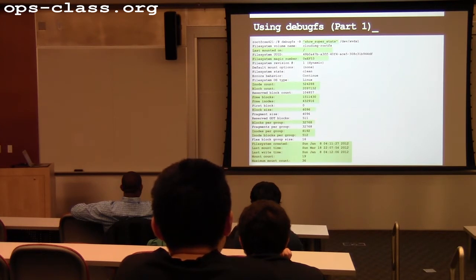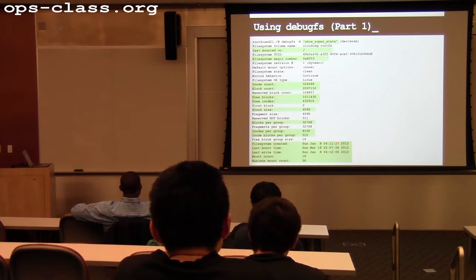Gives me my block size, blocks per group, right? So we looked at those groups before. This tells me how many blocks are in each group, and if I can do this math in my head, it looks like I have about 128 megabytes per group on the disk. 32K blocks, 4K block size. This tells me the inodes that were allocated per group, et cetera.